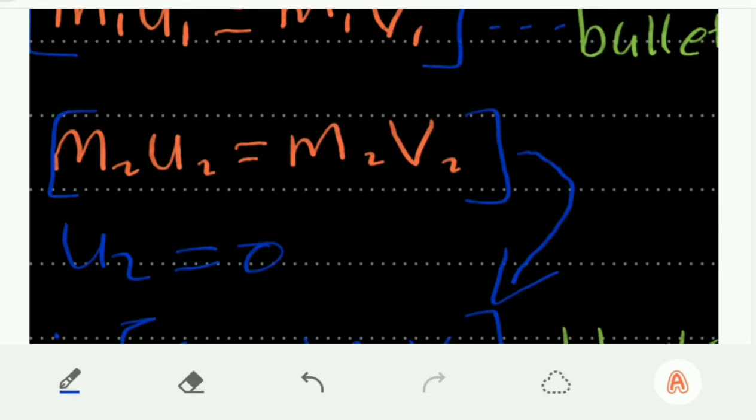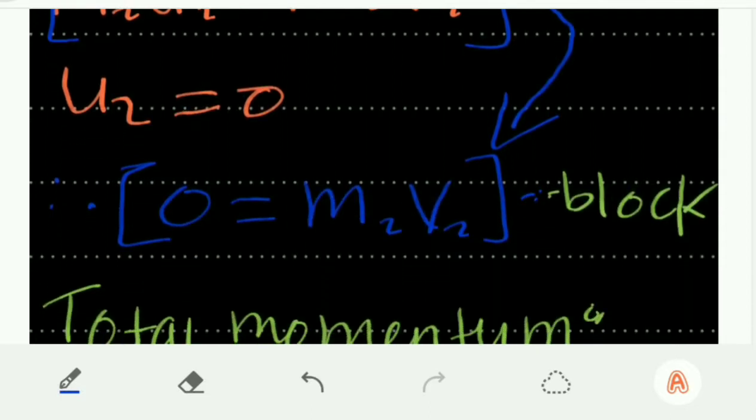Now for the block, notice that initially the block is at rest, meaning that the initial speed of this block is 0. So if u2 is 0, then the initial momentum of this block is 0, and therefore we only have the final momentum. Therefore, for the block, the equation for the momentum is going to be 0, which is the initial momentum, equals m2 v2 as the final momentum.